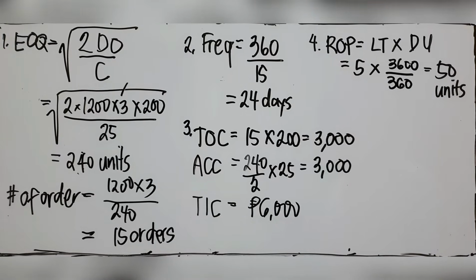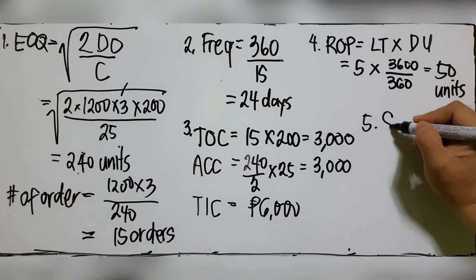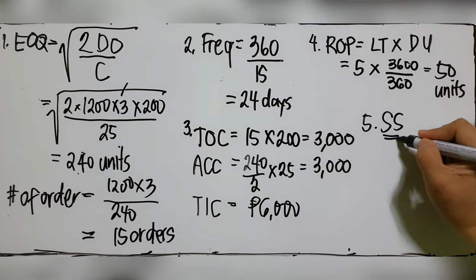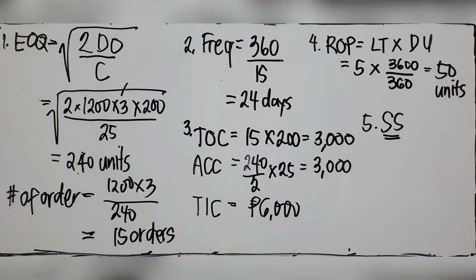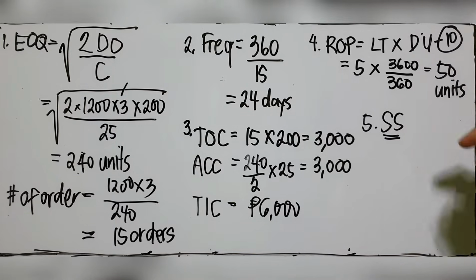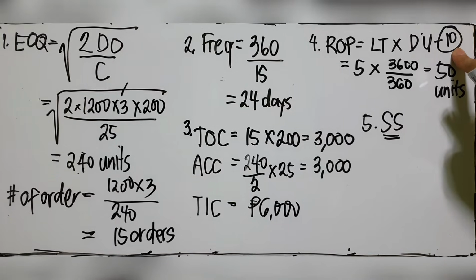Number 5, we are asked for the safety stock. Okay, or SS. Ano ba yung safety stock natin? That is our buffer. Just in case na ang maximum usage natin ay sinabi rito na 14. Ang daily usage kasi natin ay 10. Okay? 10 units ang daily usage. Just in case nag-shoot up ang production natin or production requirement, you will be needing up to 14 units.